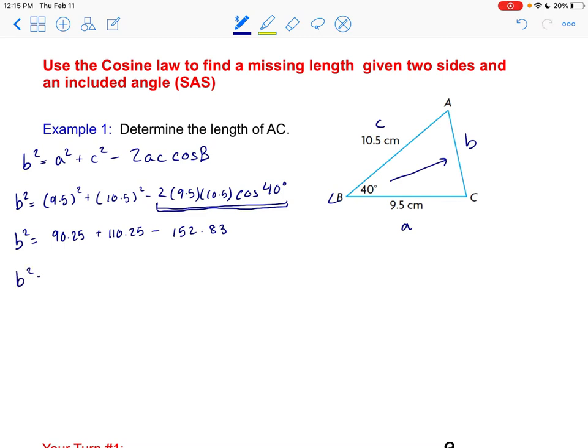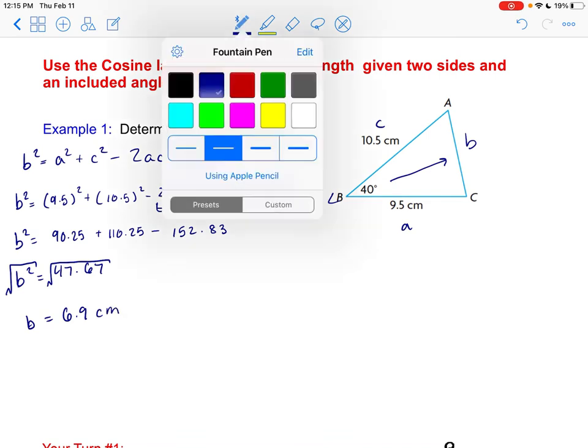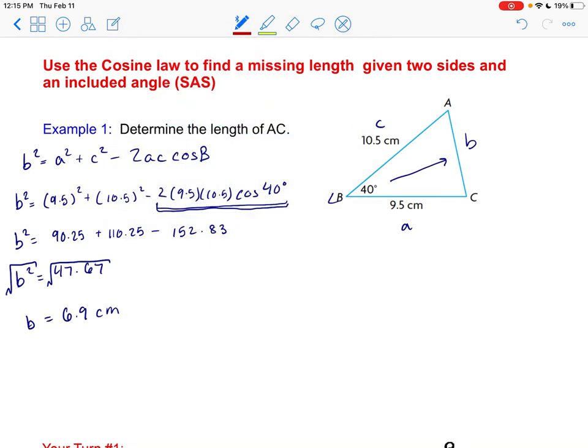So when you add all those up, we get 47.67. Now we want side B, so we'll take the square root of both sides here, just like that, and get that B is equal to 6.9. So that's side B.